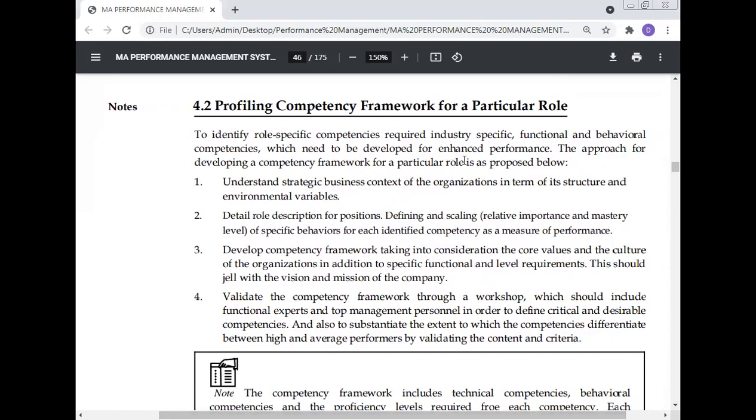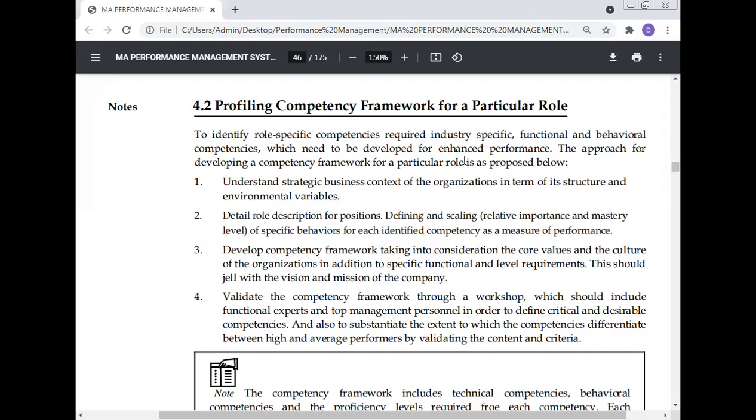Profiling the competency framework for a particular role. This is to identify the role-specific competency required, industry-specific, functional, and behavior competency which need to be developed for enhanced performance. The approach for developing a competency framework for a particular role is as proposed below. First, understand the strategic business context of the organization in terms of its structure and the environmental variables. Then, detailed role description for the positions.